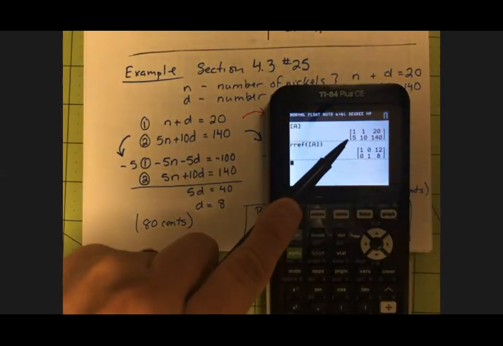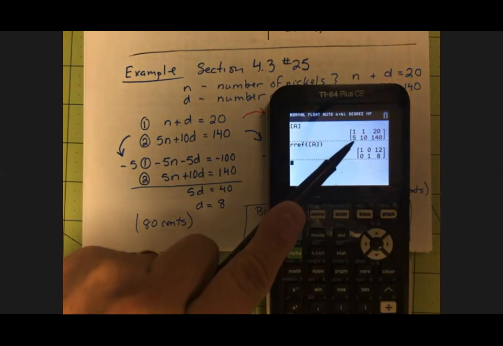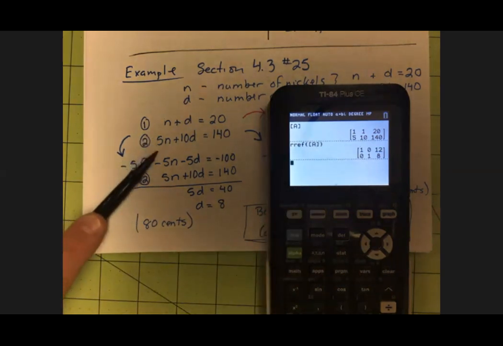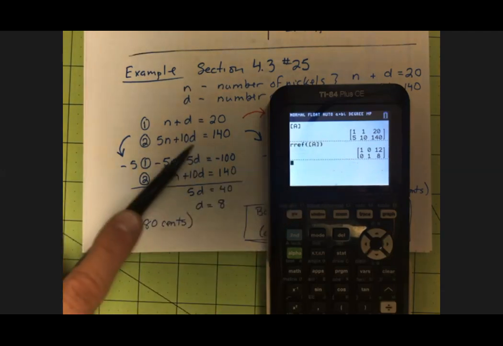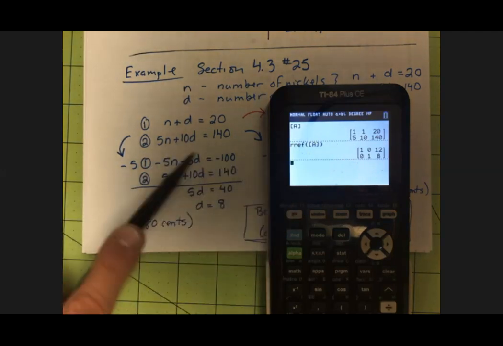Okay. How do I know I entered the equation correctly? That's this A right here. These numbers, 1, 120, 5, 10, 140, they have to match the problem that I created. So did I do the equation correctly and enter it into the calculator? Yes, I entered what I created.